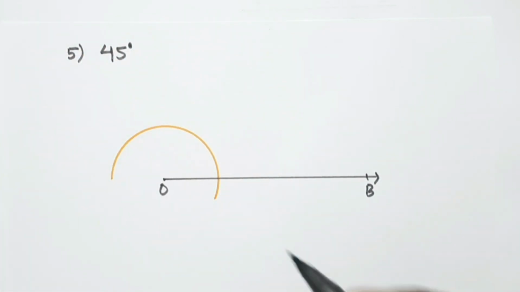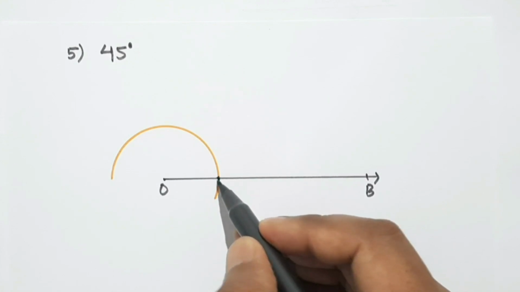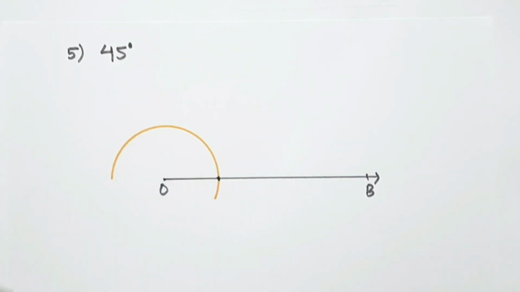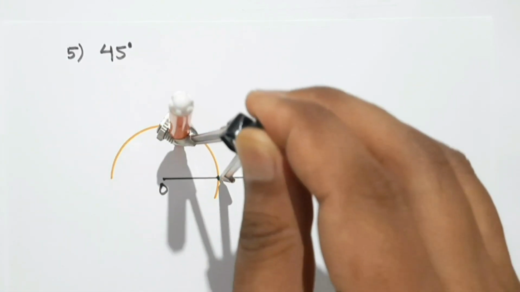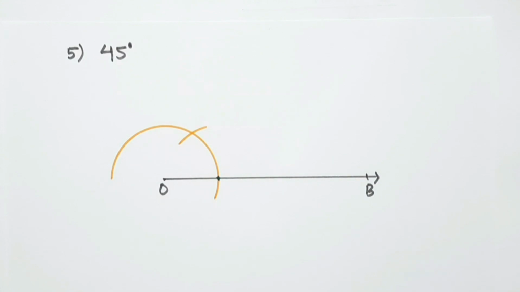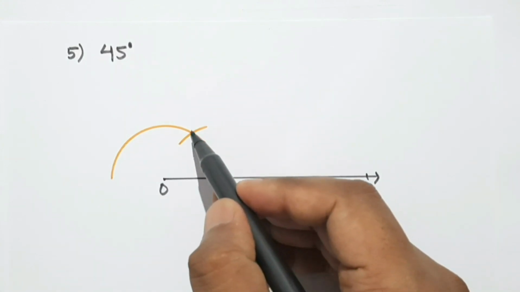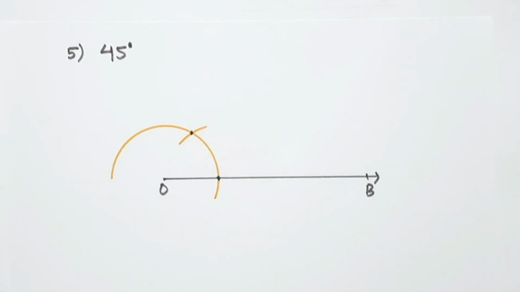Here OB is cut. Now taking this point as a center, we will cut this arc here. Now for the 45-degree angle, we can draw it in two ways: either by first drawing a 90-degree angle or by drawing the 30-degree angle. I am going to first make a 30-degree angle and then use the 30-degree angle to make the 45-degree angle.